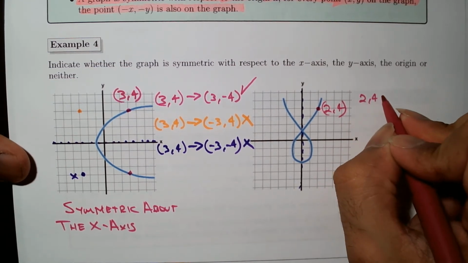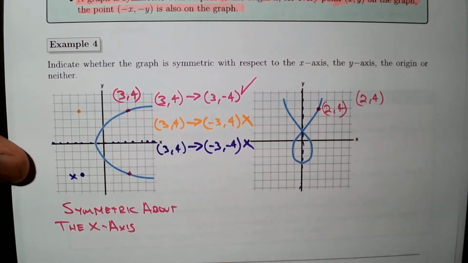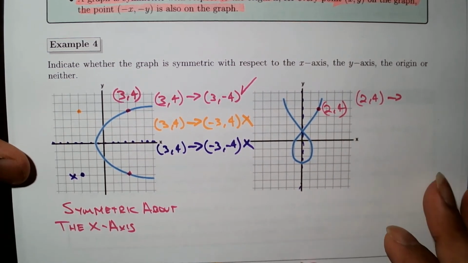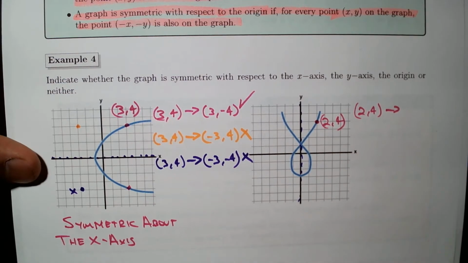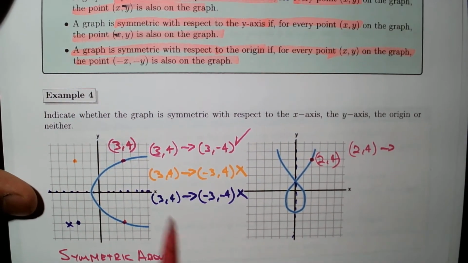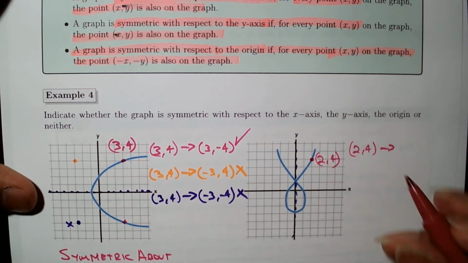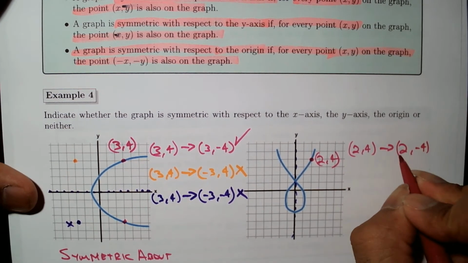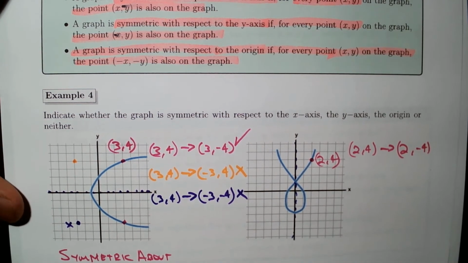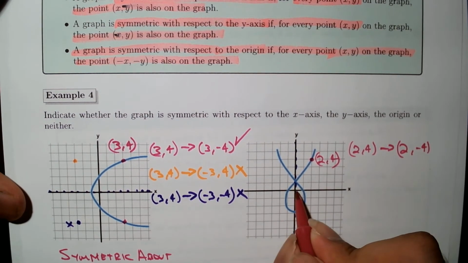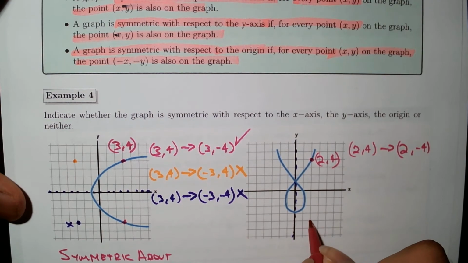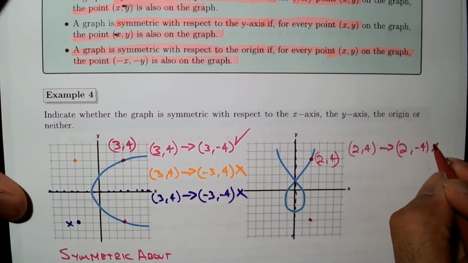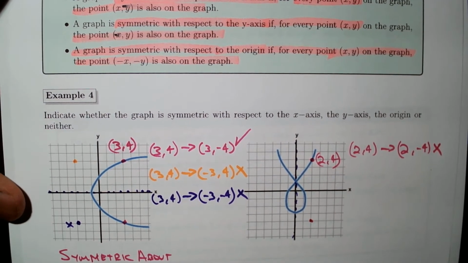So 2 comma 4. Let me verify whether this graph is symmetric about the x-axis. To do that, again, change the sign of the y value, and let's see whether the point lies in the graph. Okay, so I'm going to go 2 comma 1, 2, 3, negative 4. Look at this, the point is not on the graph, so it fails to be symmetric about the x-axis.